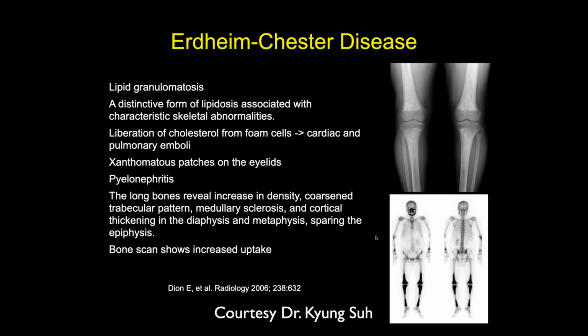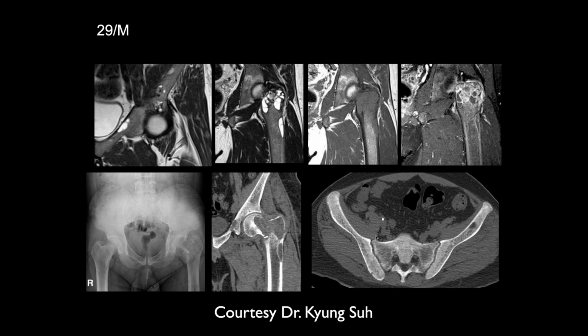So what? It's symmetric, so it's something. I'm assuming it's metabolic. So some sort of systemic disease. Yeah. This happens to be Erdheim-Chester disease, which is a lipid granulomatosis. I remember learning this for boards, and I promptly forgot it. You went into the right category. That's what's important. Good.